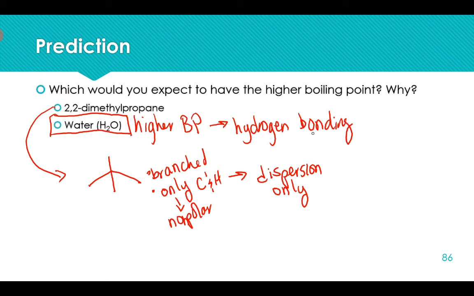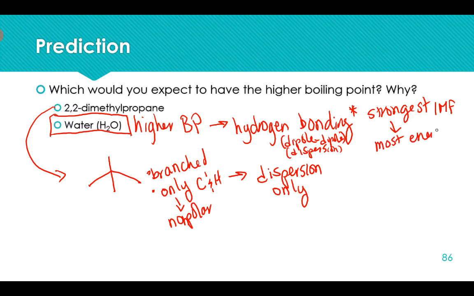Technically, since water has hydrogen bonding, it also has dipole-dipole and dispersion. But since hydrogen bonding is the strongest, that's really going to trump the decision here. So that's the strongest intermolecular force, and so it'll require the most energy to break. And so it's going to have the highest boiling point.